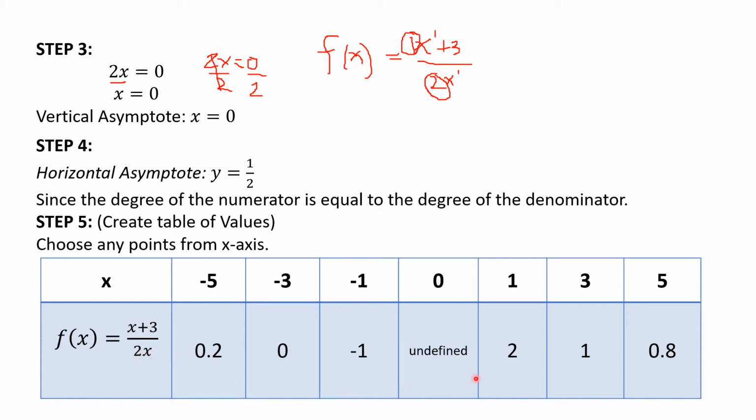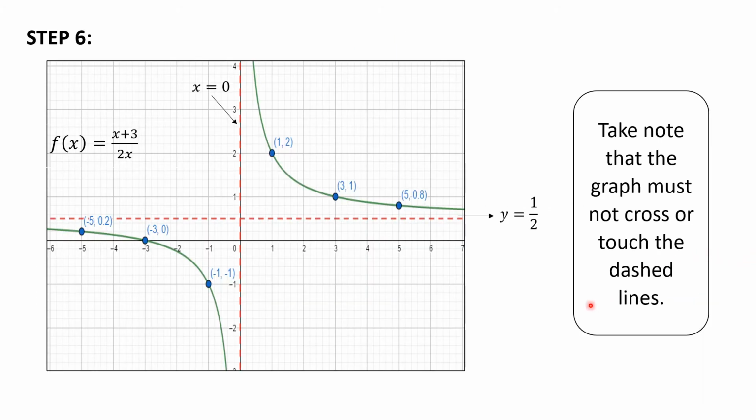And then let's use these points to graph our rational function. Take note that the graph must not cross or touch the dashed lines. So let us graph first our asymptotes. Our vertical asymptote is x equals 0. We graph first our vertical asymptote, then next we graph the horizontal asymptote, y equals 1/2. Since 1/2 lies between 0 and 1, that is positive 1/2. So you create a line y equals 1/2.